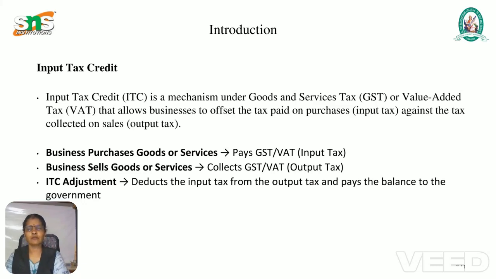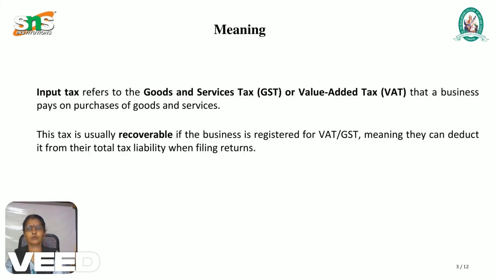In between, we adjust or claim the credit, that is, deduct the input tax from the output tax and pay the balance amount to the government. So this is called the input tax credit. Next, we move to what we mean by ITC.